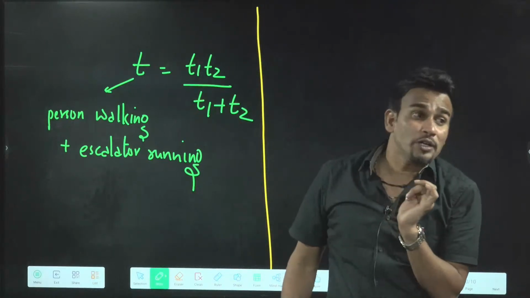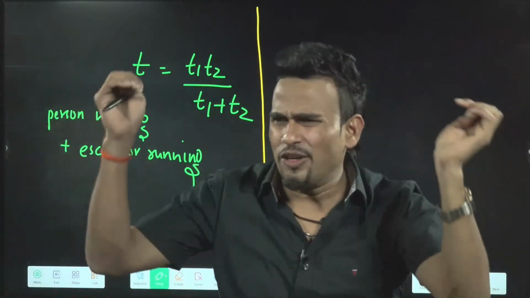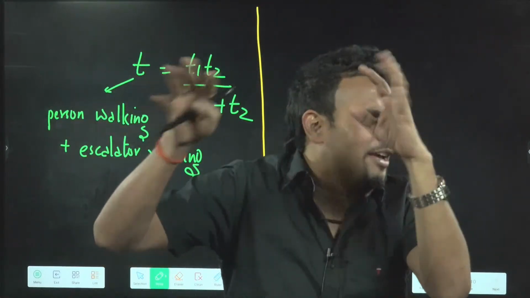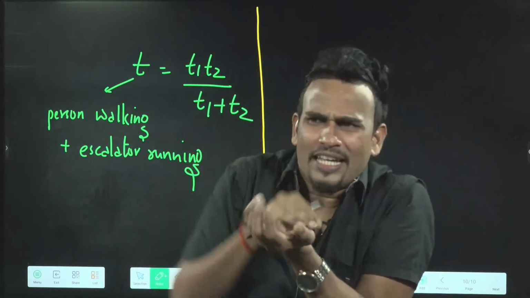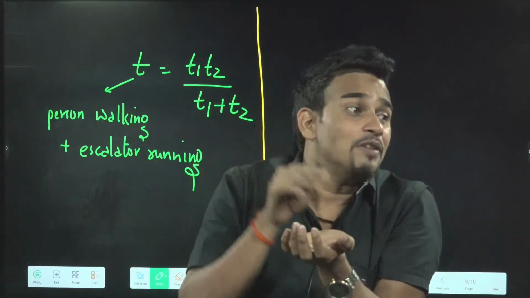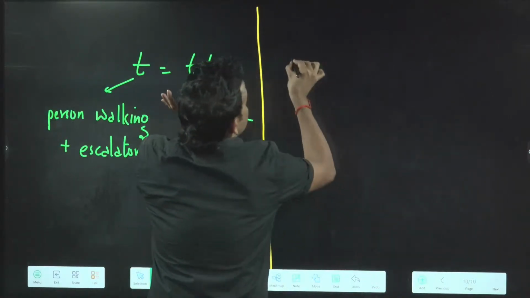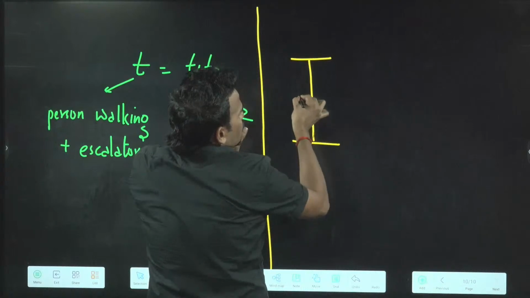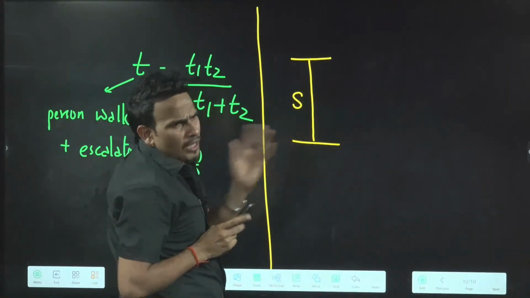So what you will do, actually you tell me, whether the escalator is working or not working, whether you are going to the mall or not, whatever you are doing, will the separation between the ground floor and the first floor change? What is the one thing which will not change? The separation between the ground floor and first floor is fixed. You can assume that separation to be S.